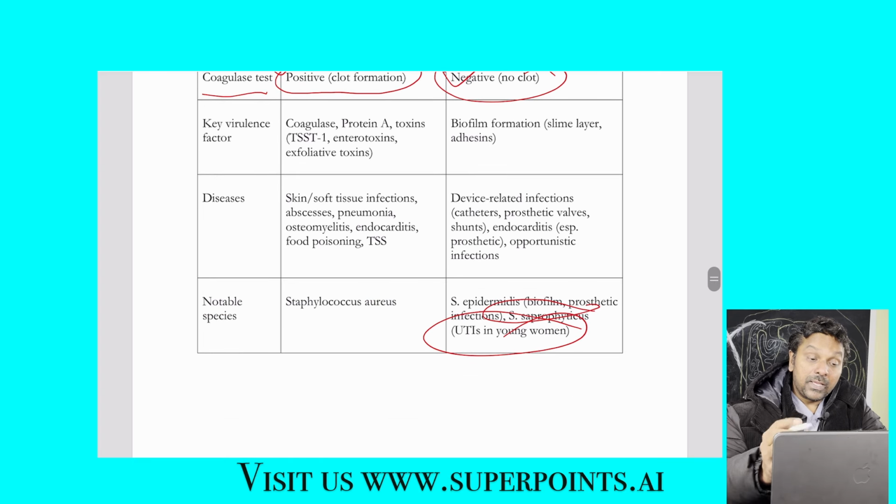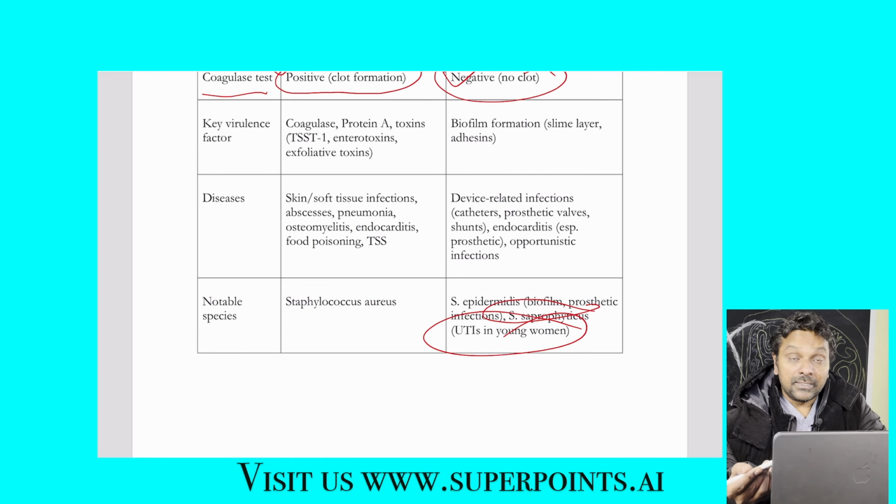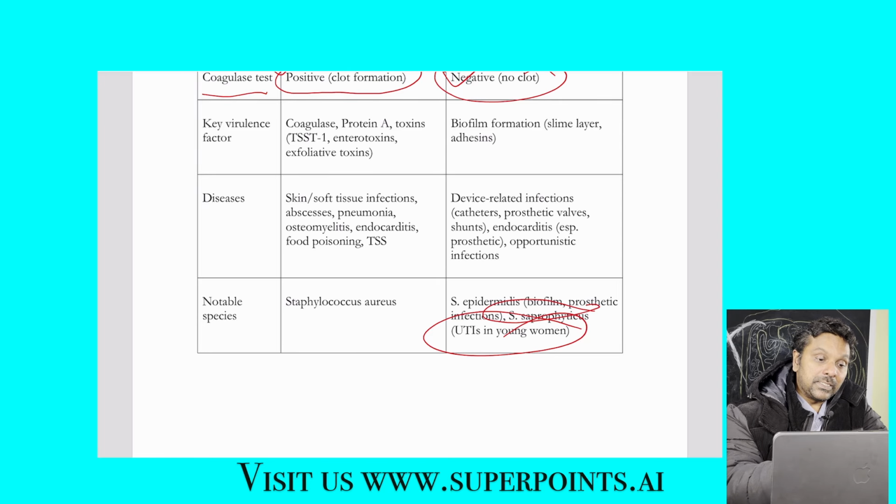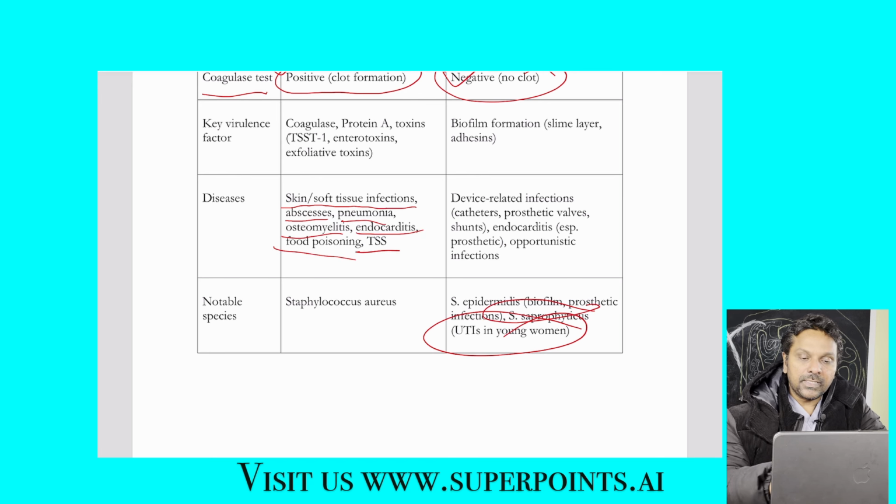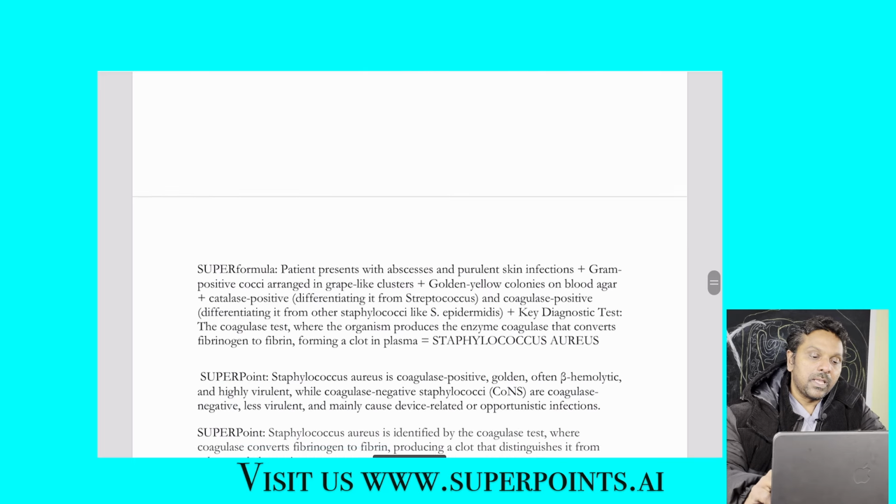All right, and they also have different clinical profiles. Staphylococcus aureus causes skin, soft tissue infections, abscesses, pneumonia, osteomyelitis, endocarditis, food poisoning, TSS. Whereas Staphylococcus epidermidis and saprophyticus cause device-related infections, catheters, prosthetic valves, shunts, endocarditis, opportunistic infections.